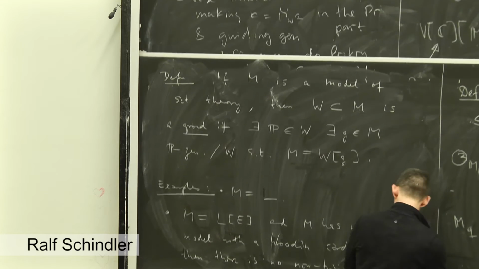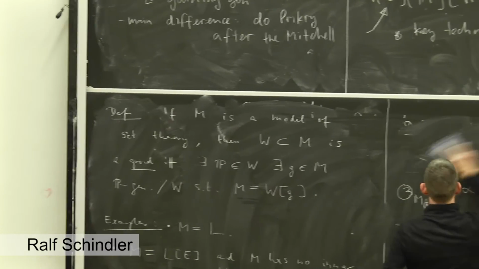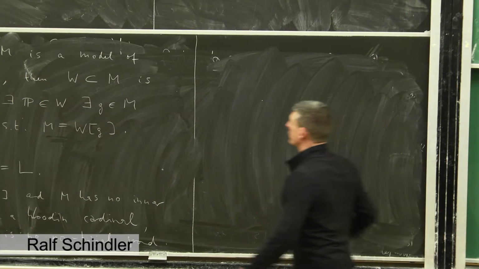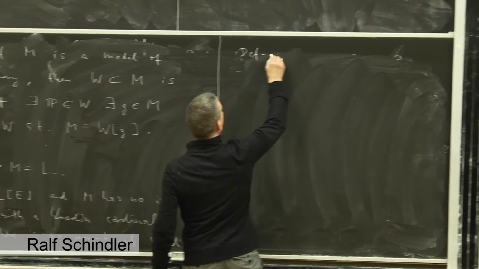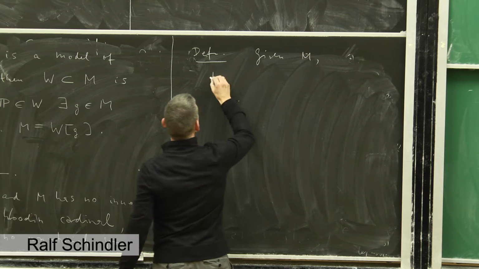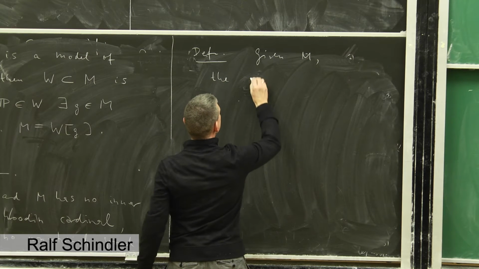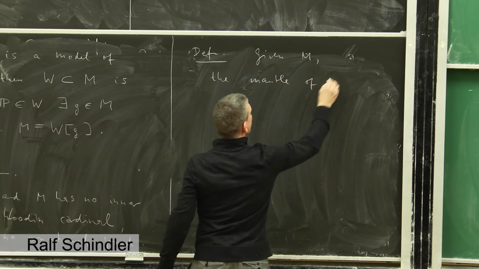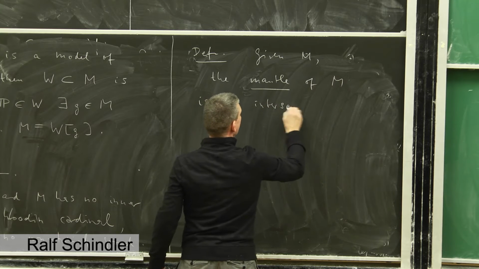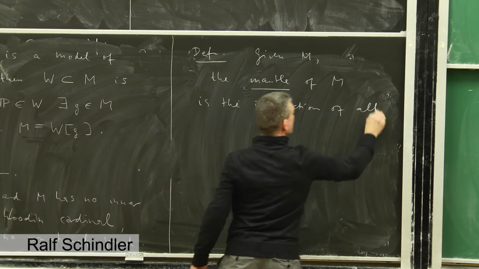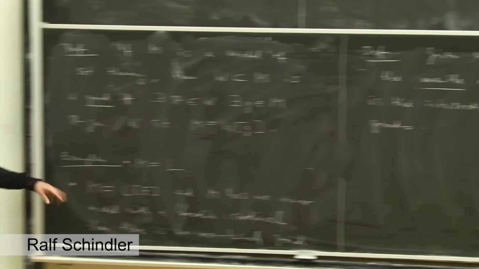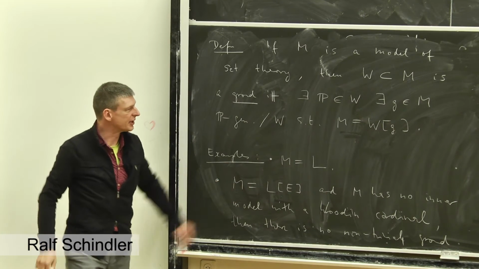Okay, so there is another helpful concept in this area. They call it the mantle. So the mantle is the intersection of all grounds, given M as over there. The mantle of M is the intersection of all grounds. And what we discussed here means that the mantle is also just the model itself. So nothing non-trivial is happening here.